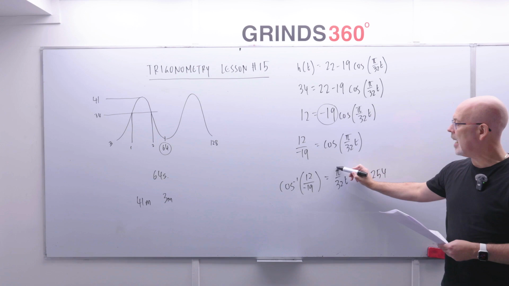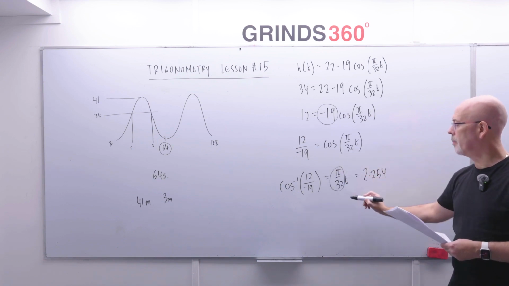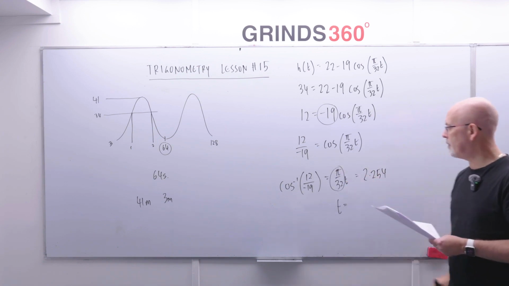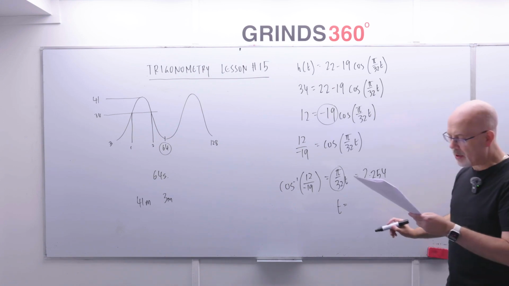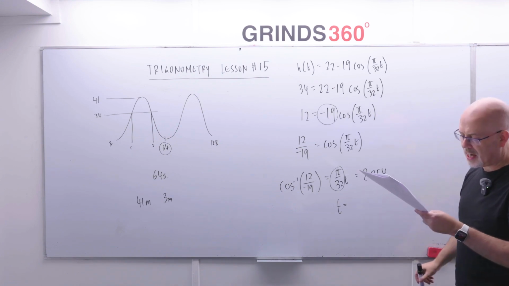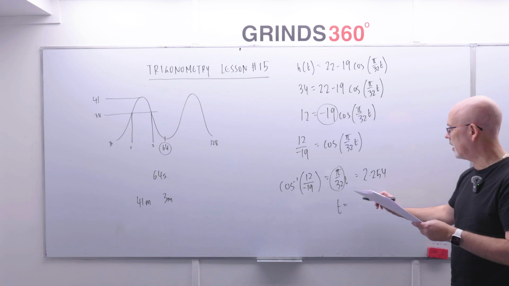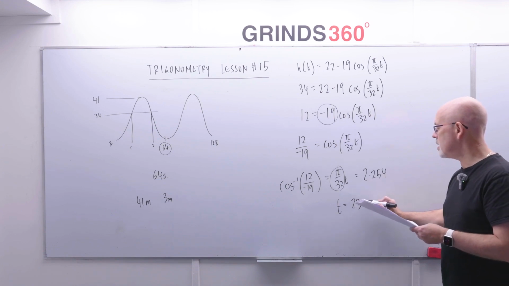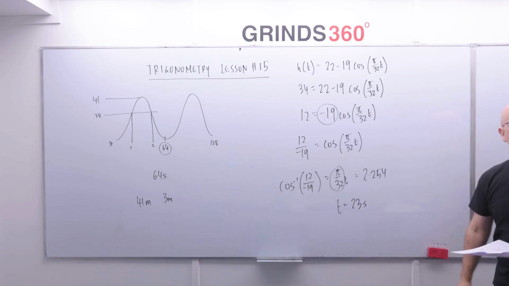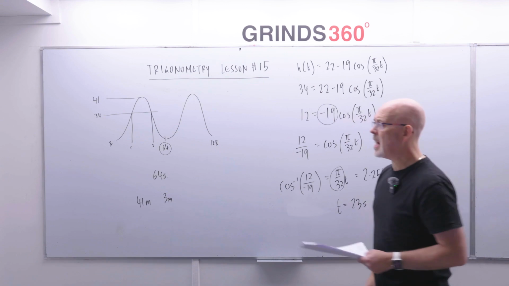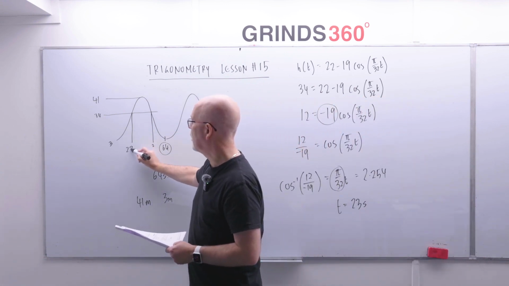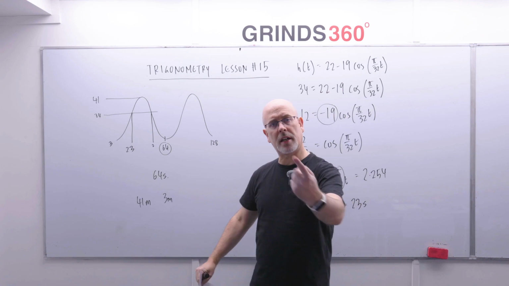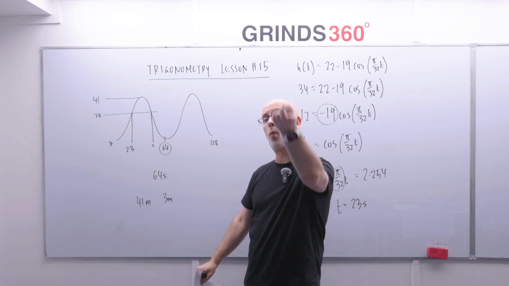And then just divide your answer by pi over 32. So if I divide 2.254 by pi over 32, it comes out at about 22.9627. Let's call that 23. So that's about 23 seconds is the first time. Okay, so that's the first time here. So after 23 seconds, the gondola is 34 meters off the ground on the way up.